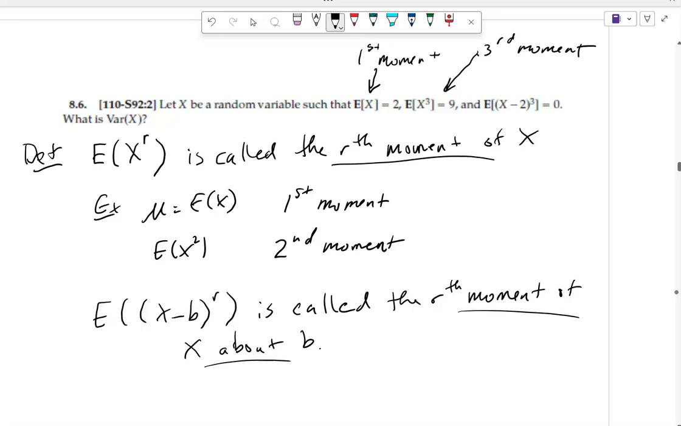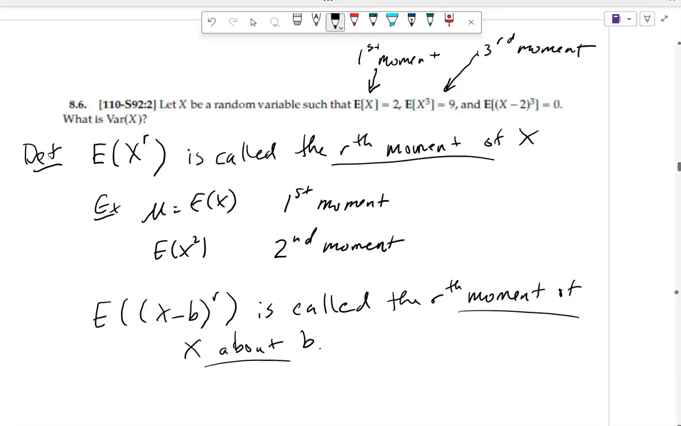Yes. That would just be about negative b then. It would be minus a minus b. It's whatever the number is there, it's x minus whatever the number is. So if it's a plus b, it would be the moment about the opposite of b, if you write it as minus a minus.